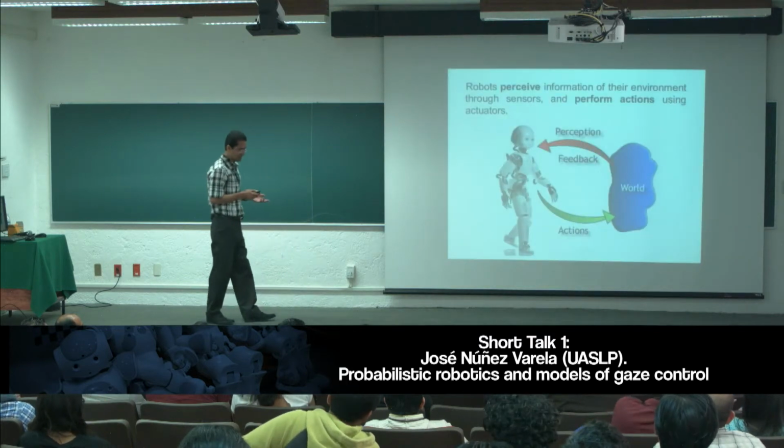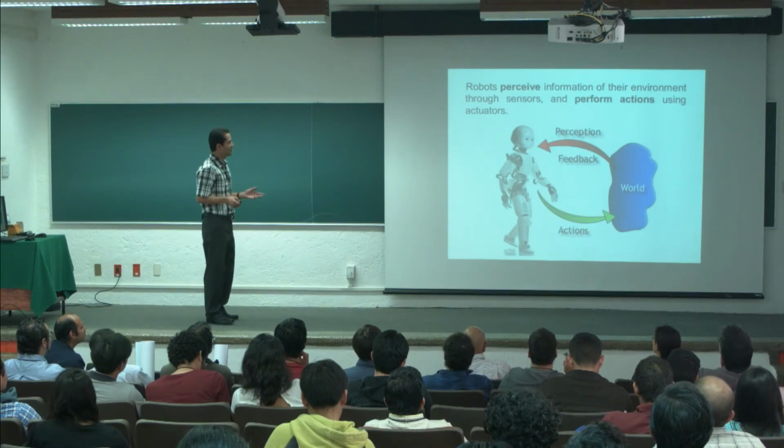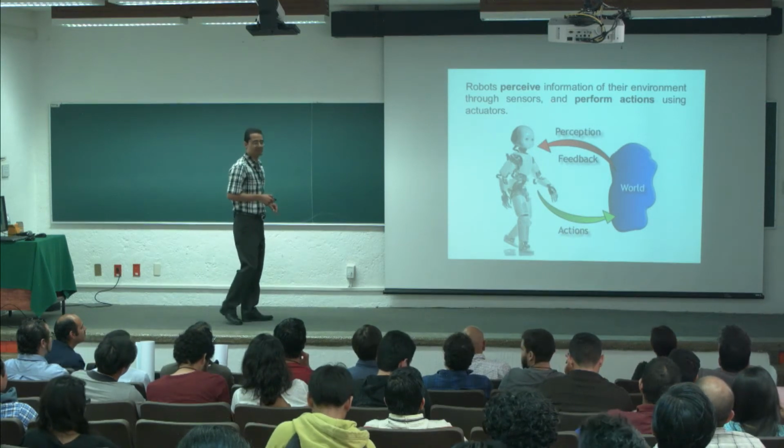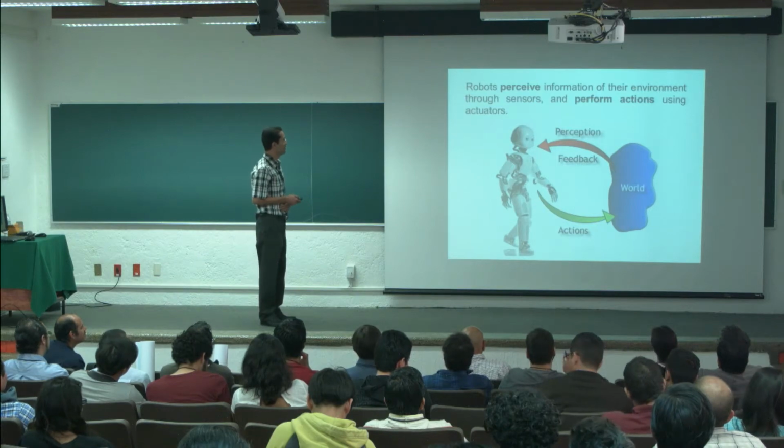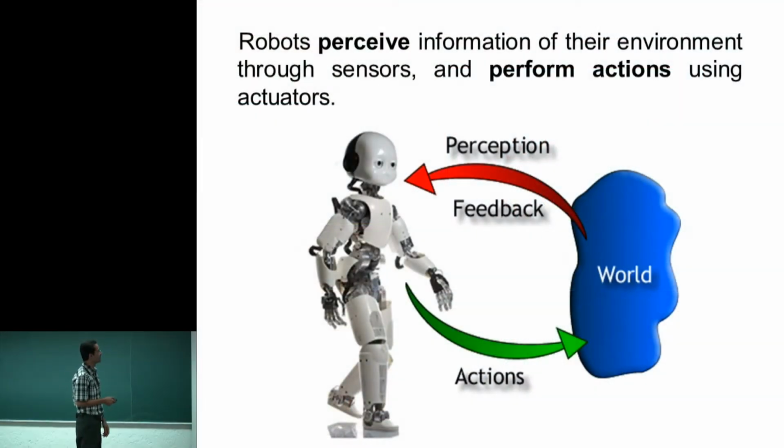So the idea is that the robot needs to perceive information from its environment using sensors. We know, for example, cameras. And robots are expected to perform some action, right? The actions are performed using the motors or the actuators of the robot. The key idea here is that the robot should receive feedback from the world or the environment so that the robot knows if the action that it is performing is good or bad, okay?